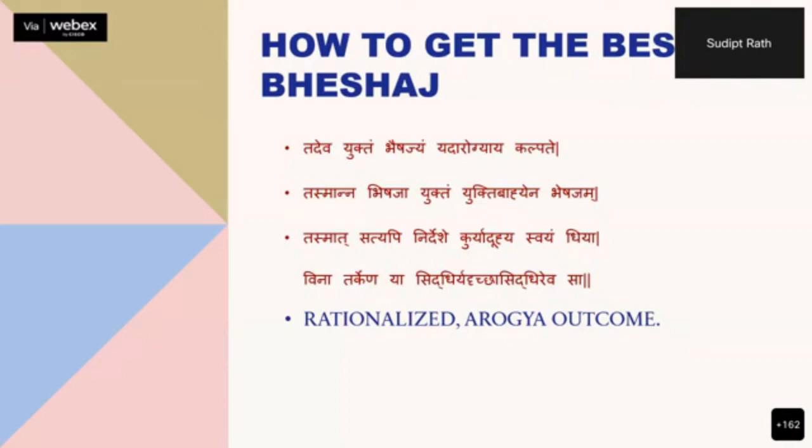What the text says: tasmat sati ape nirdeshe kuryat uhya svayam dhiya, vina tarkena ya siddhih yadricchasiddhireva sa. In the last class I also highlighted that this is what we call, in contemporary research methodology, bias in research. If it is chance bias, meaning that without rationalizing you are getting some result, then the success of that result is not attributed to your science or your competence, but rather to chance.